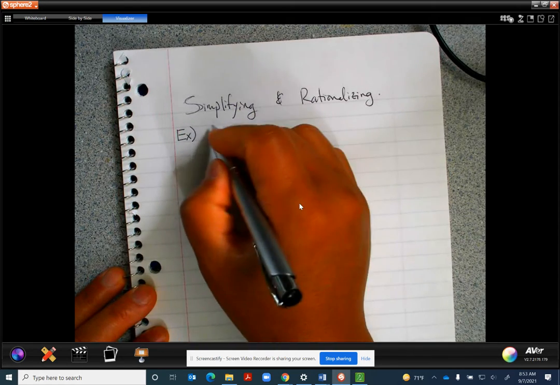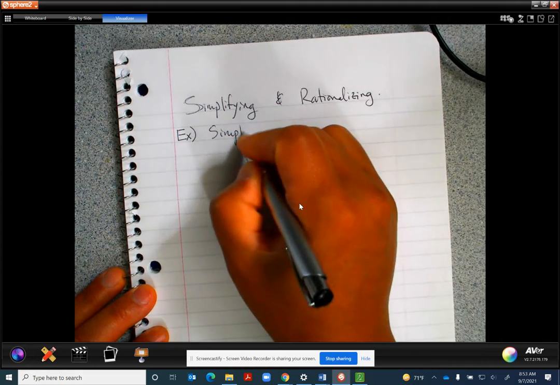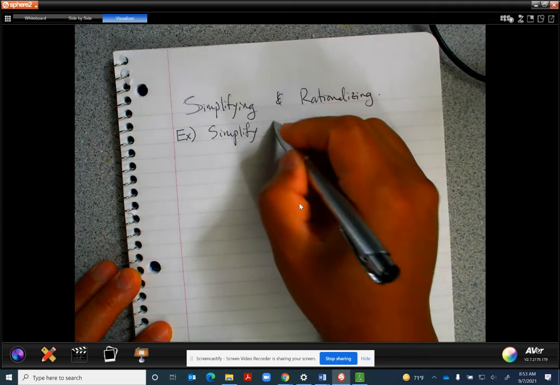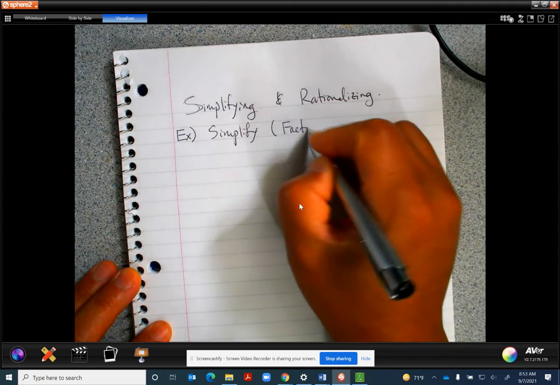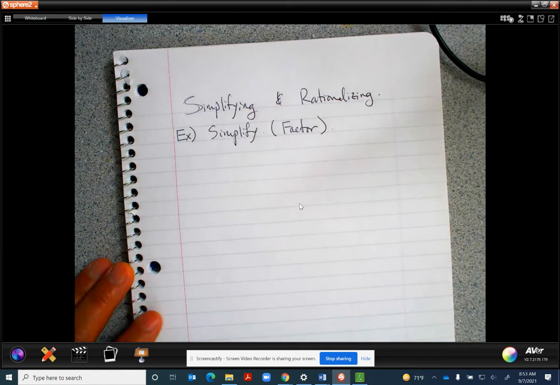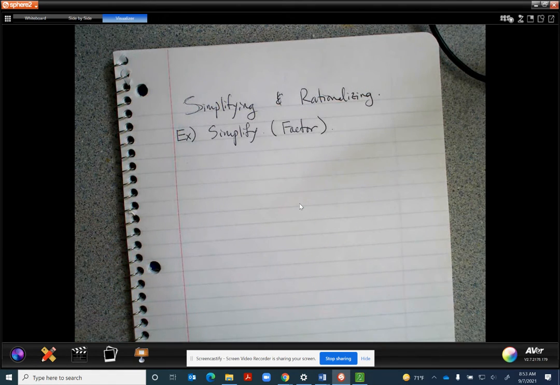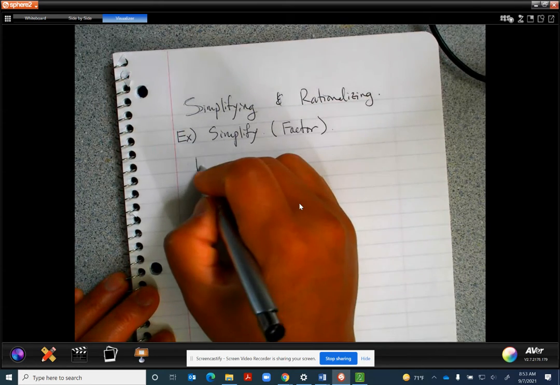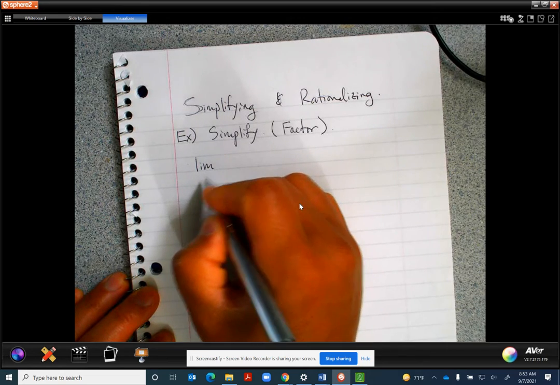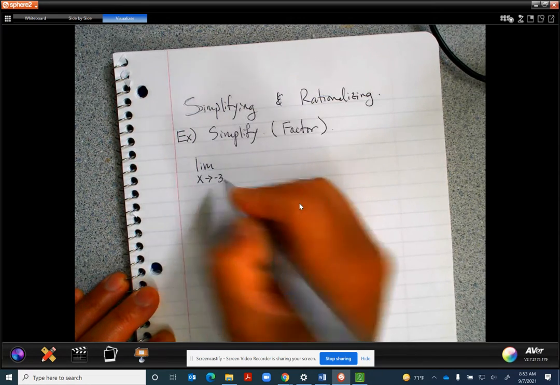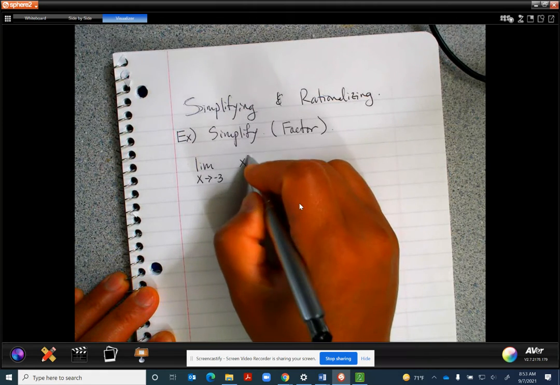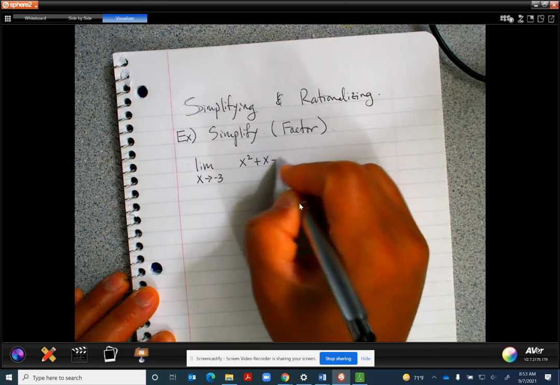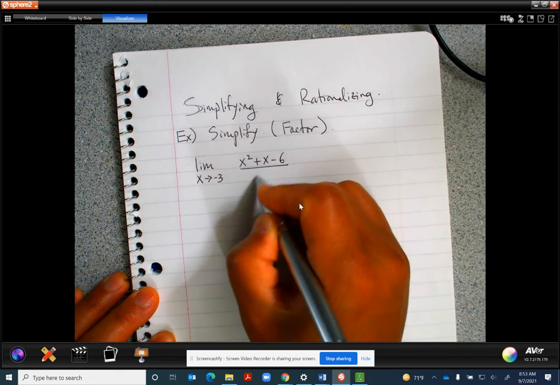We're going to use the simplifying method for this one. Whenever we simplify, we usually factor. You want to use factoring. We've seen something like this before, but this is kind of a review. So let's start with an easy example. Let's say the limit as x approaches -3 of x squared plus x minus 6 all over x plus 3.